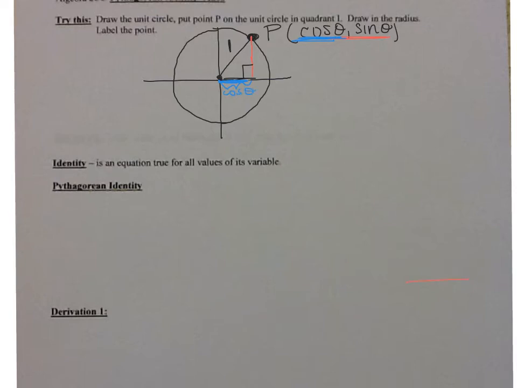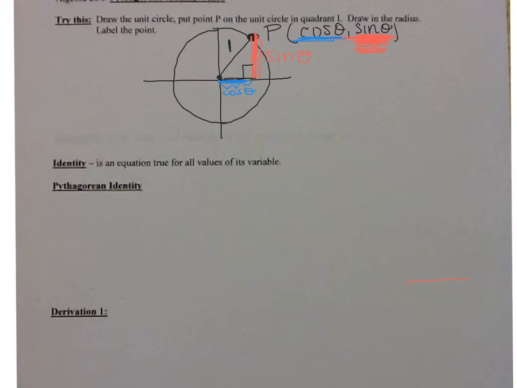And if this value here, this sine value, my y value, is how much I'm going up from the x-axis, then I know this value here is whatever this value is over here, and that is sine theta. All right, so knowing that, I can come up with the Pythagorean identity.